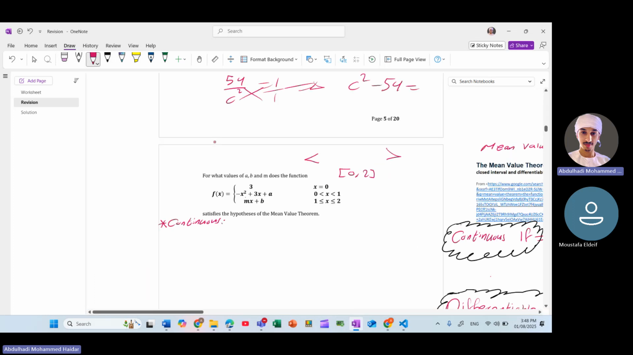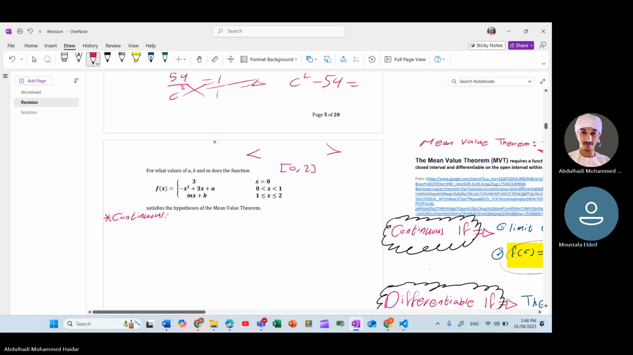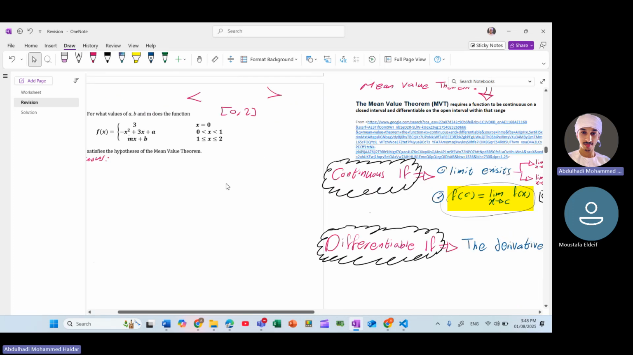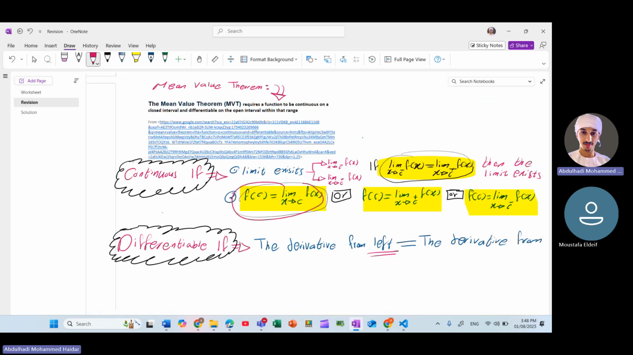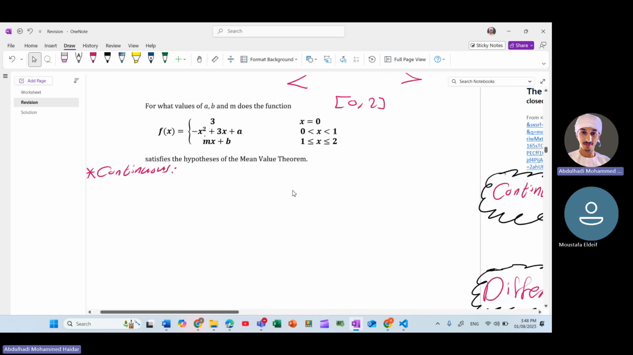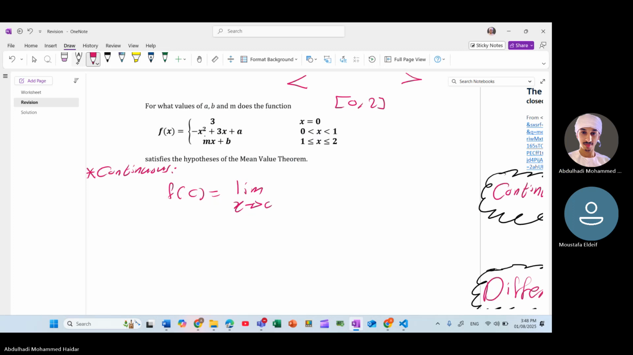So I want to use this one, from left and right. Or wait, I can use this also, because it is a mean value theorem. So he wants to find A and B that satisfy the mean value theorem. So I know this is continuous and this is differentiable. So let's use this function: f of c equals the limit as x approaches c from the right, which is the only one that has f of the function is 0.